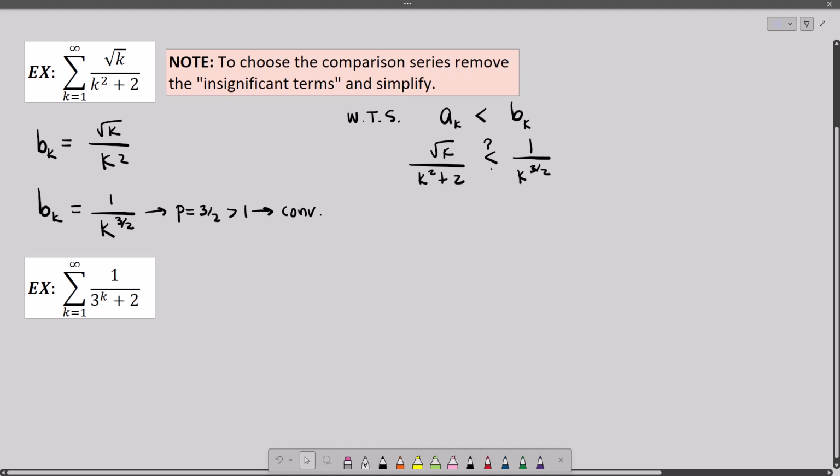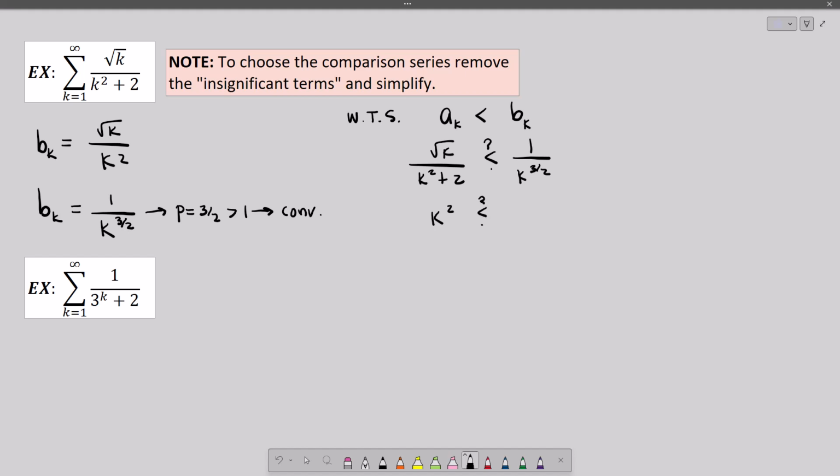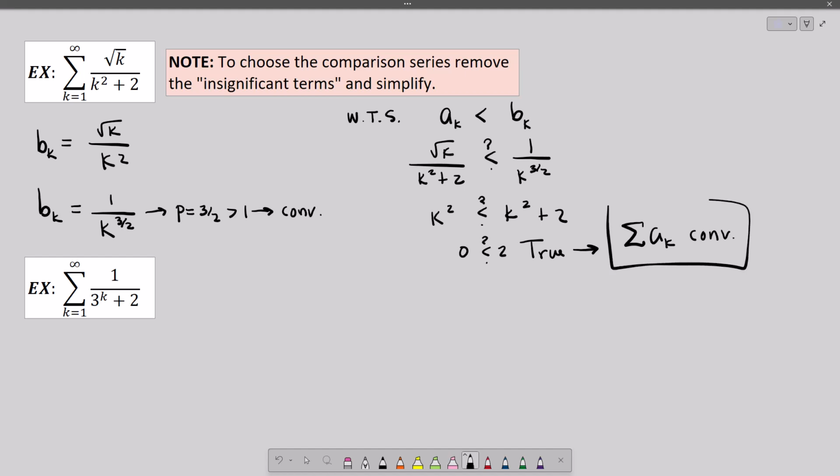So we've got that. Cross multiply. We'll get k squared less than or equal to k squared plus 2. So 0 less than 2. True or false? True. Done. So this is true. And because that's true, the series we're analyzing, the a sub k series, does the same thing as the b sub k series, so that converges. You could write it like that, or you could write it this way. You could say both series converge. Either one of those conclusions.